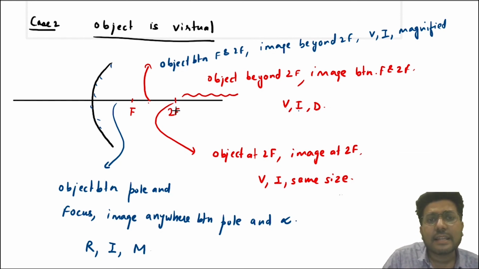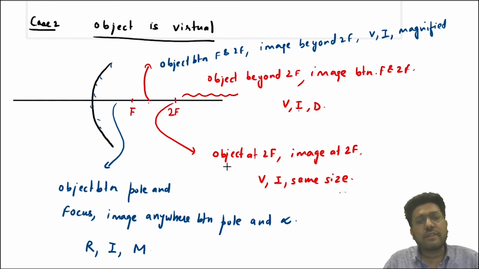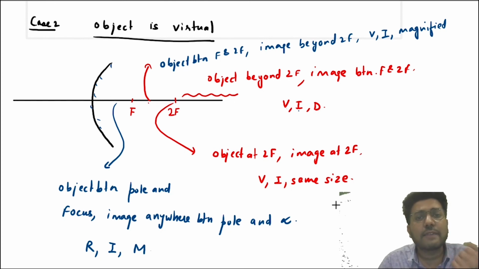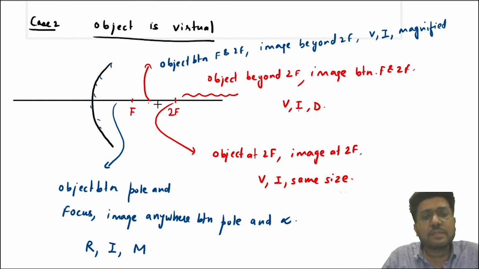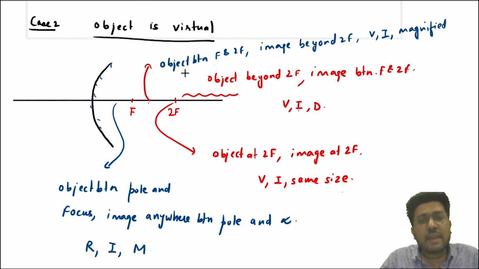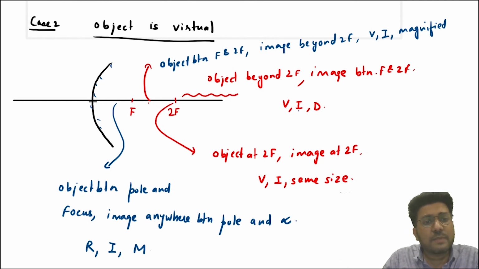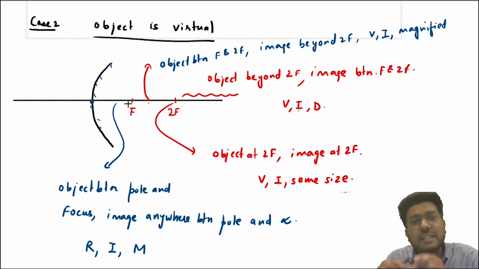Then the second case is when the object is at 2f, the image is at 2f. Again the image is virtual, inverted, same size. The only difference that will come is real will become virtual and virtual will become real. That's it. Then when the object is between f and 2f, the image is beyond 2f. Image is virtual, inverted, magnified. Everything is the same, only this change: R becomes V.